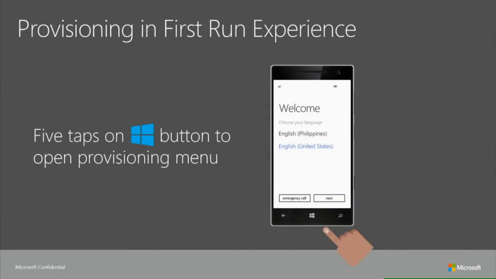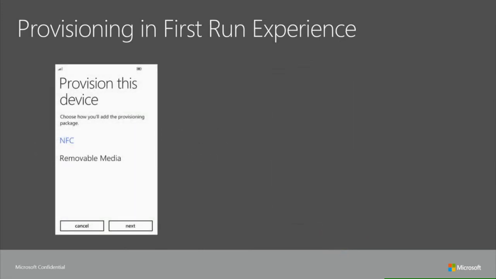So let's take a closer look at how that would work. This is the first run experience on mobile. 5 taps on home. Opens this screen. This screen is essentially hidden from the typical consumer flow.